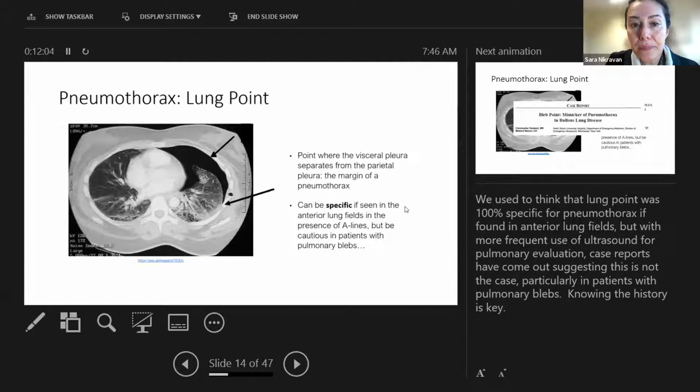And it can be very specific if you see it in the anterior lung fields. Okay, and I'm going to show you an example of what that looks like. Basically, when the patient breathes, the pleural line will start to slide. And then as they exhale, it'll fall off because you're scanning here and you've caught the zone or the margin of the pneumothorax.